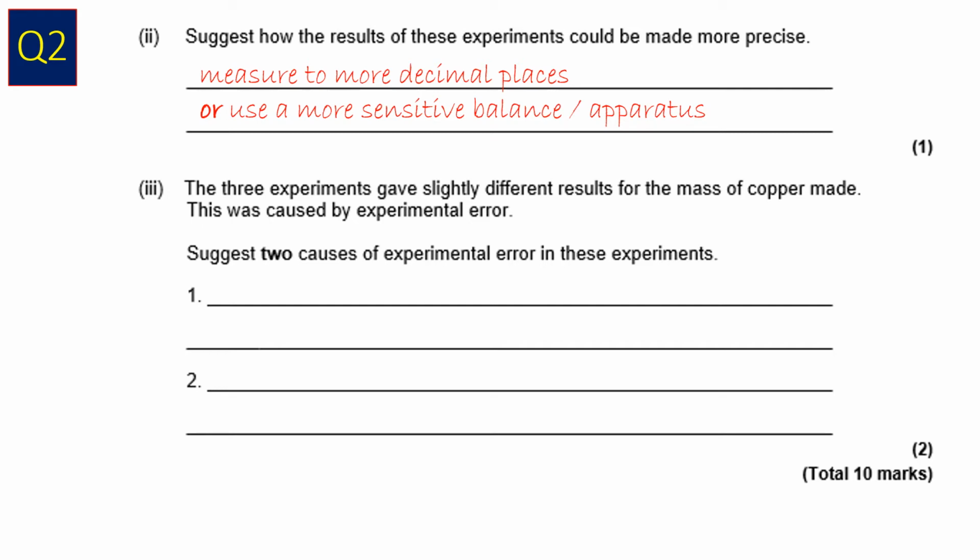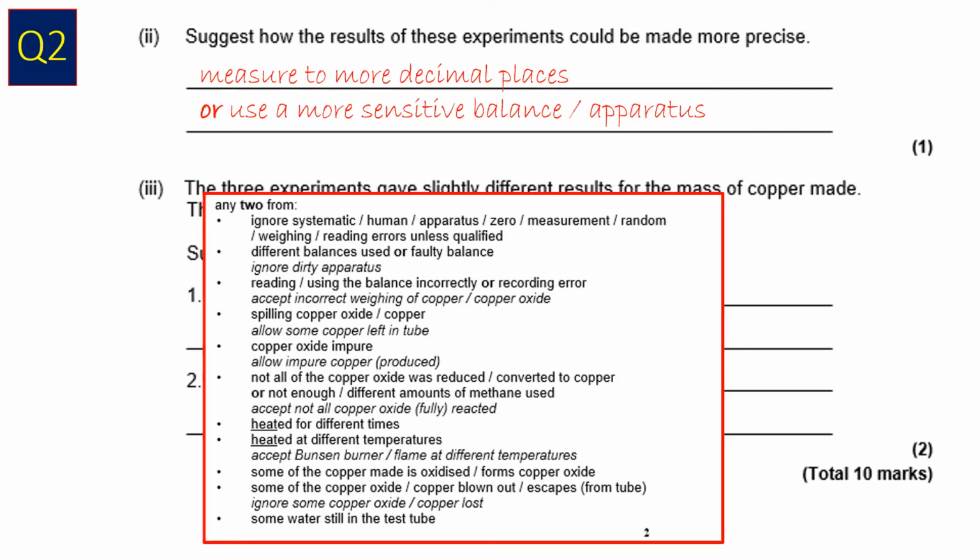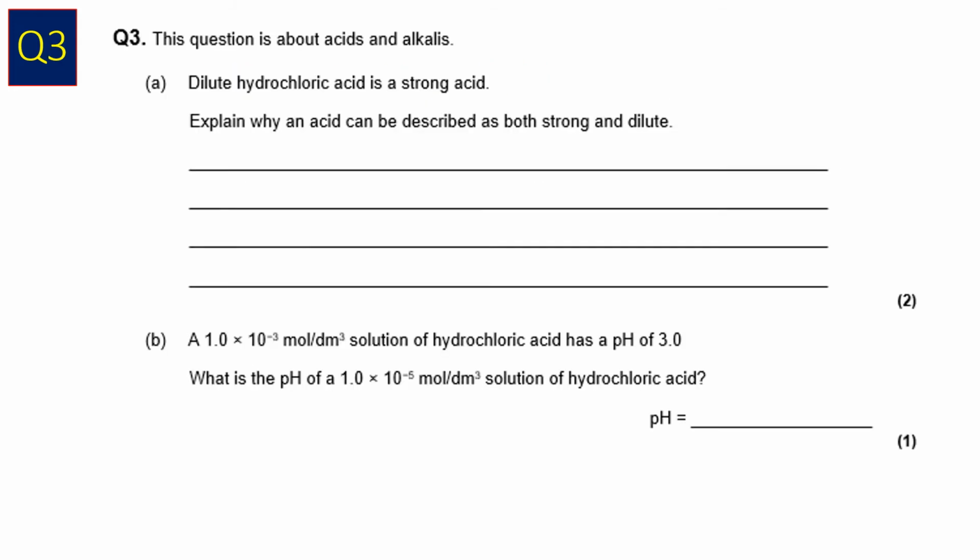This was caused by an experimental error. Suggest 2 causes of experimental errors. There were loads of suggestions here, so I've just put them all down for you on the screen. But they're not after systematic or human errors. We're looking at maybe using different balances, or maybe the balance was faulty. Maybe there was an incorrect reading, maybe you spilt some of the sample while you're doing the experiment, maybe there were impurities in the sample, maybe you heated for different times or heated at different temperatures. The list goes on. Question 3 then is about acids and alkalis.